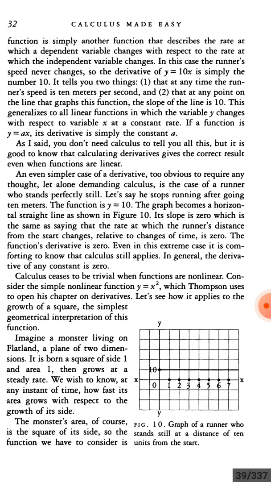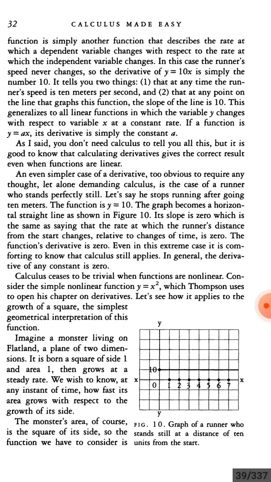An even simpler case of a derivative, too obvious to require any thought, let alone demanding calculus, is the case of a runner who stands perfectly still. Let's say he stopped running after going 10 meters. The function is y equals 10. The graph becomes a horizontal straight line, as shown in Figure 10.